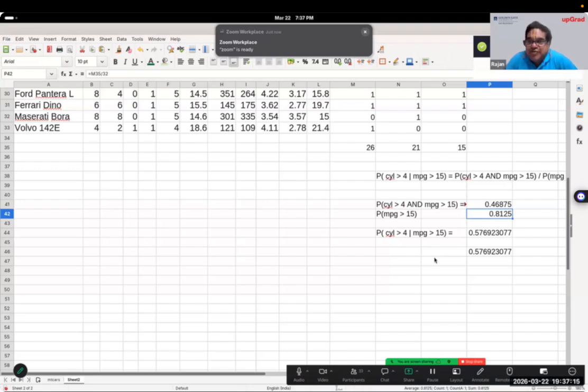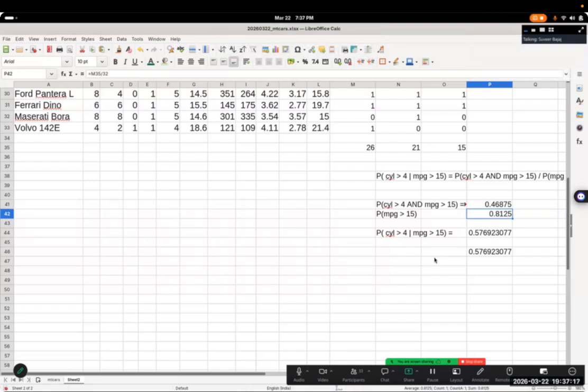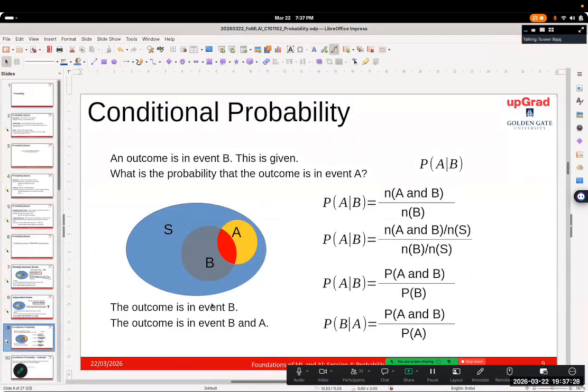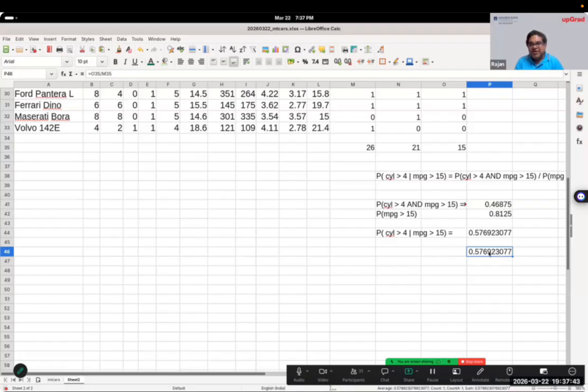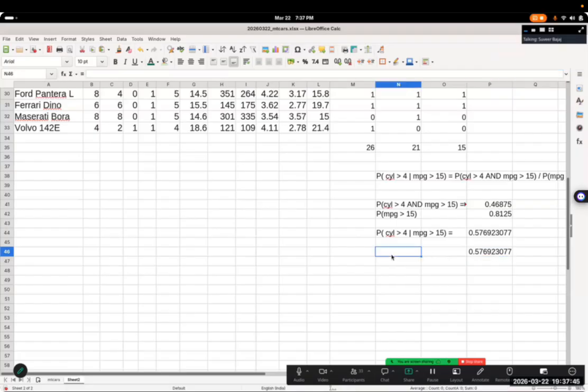Yes, Suvir Bajaj, please go ahead. The question is, since MPG greater than 15 is the condition in this example, and you've already arrived at 26 as the count for that condition, why couldn't you just simplistically divide 15 by 26 to arrive at 0.57? Exactly, you can do that. That's not incorrect. That's correct.